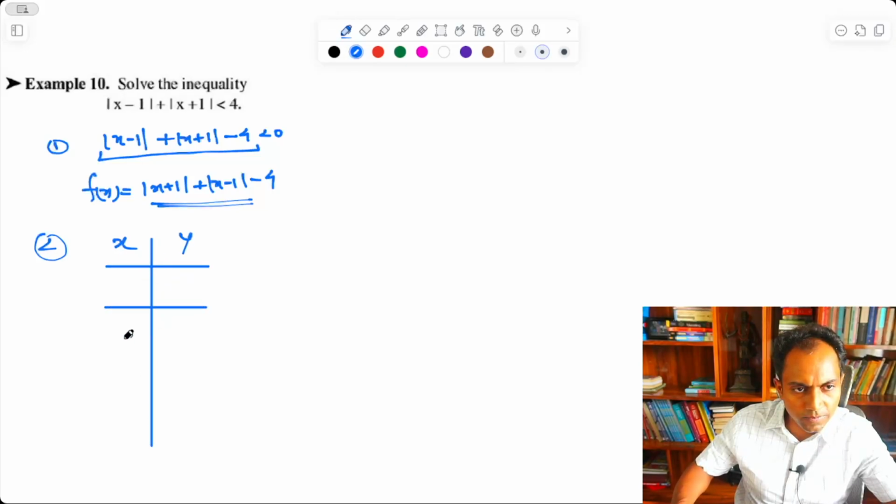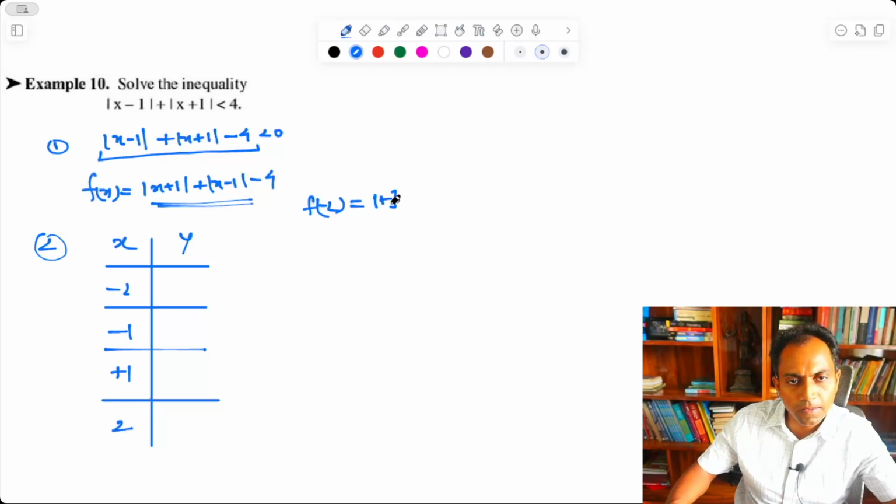So 1 point, if I put equal to 0 would be minus 1. Another mod, if equal to 0 will become plus 1. A value smaller than minus 1 is minus 2. A value greater than 1 would be 2. Let us figure out the value if I put minus 2. So minus 2, the function's value comes out to be 1, 3, 1 plus 3, minus 4, it becomes 0. If I figure out the value of the function at minus 1, the first mod becomes 0. The second becomes 2, so 2 minus 4 is minus 2.